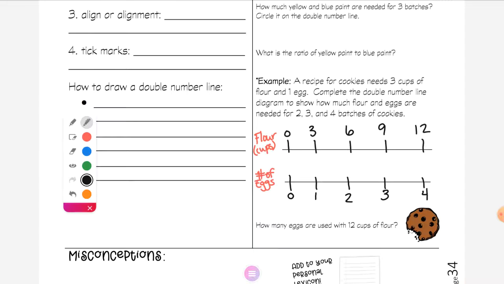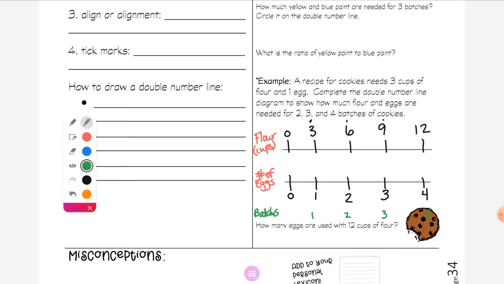So if I said how much flour is needed for 3 batches, Lily, where can I find that if I'm looking for how much flour is needed for 3 batches? If I make 3 batches of these cookies, how much flour do I need? 9, because I just count over. This is 1 batch, 2 batches, 3 batches. And some kids even like to write down at the bottom, like they'll just put B because almost all of these are batches. They'll make kind of a tally down here like 1 batch, 2 batches, 3 batches, 4 batches, just to kind of help visualize it.